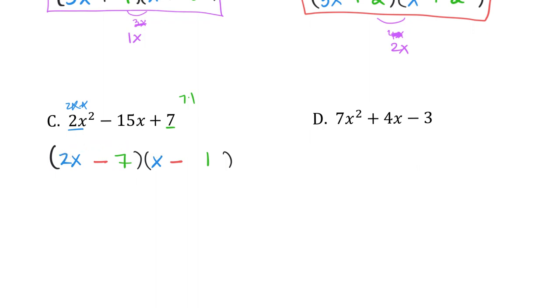Okay, 2x times x is 2x squared. 2x times 1 is negative 2x. This is negative 7x. Is that 15? That's not 15. Since 7 and 1 were my only possibilities, let's just switch the order. 1 and 7. 1, 7. Okay, let's try it again. 2x squared, good. 2x times 7. Okay, now we're at 14x. Actually, we're at negative 14x.